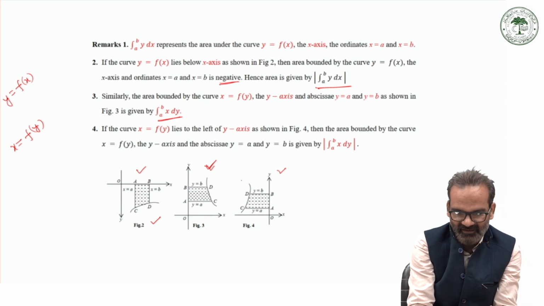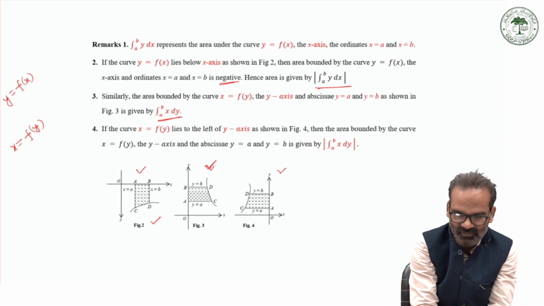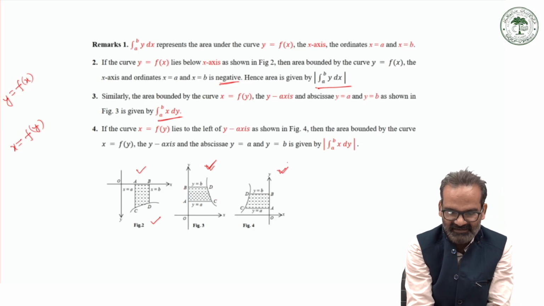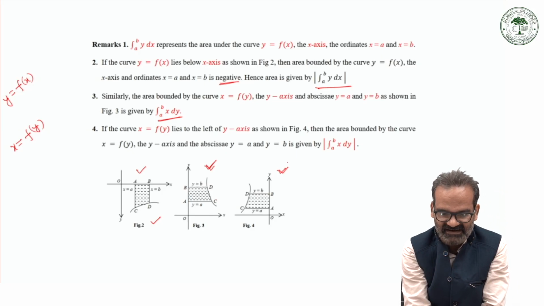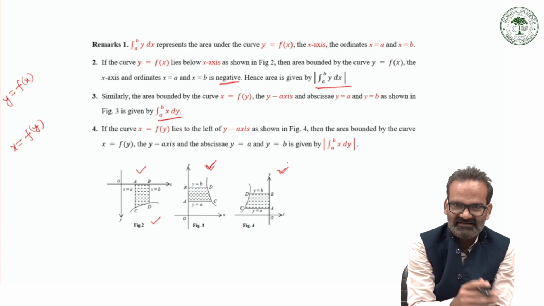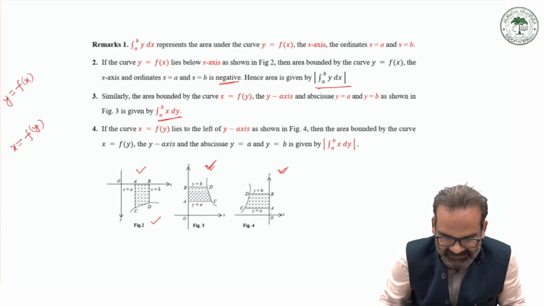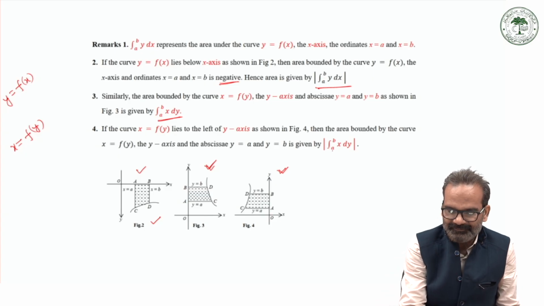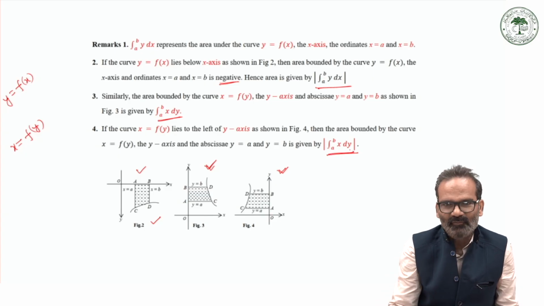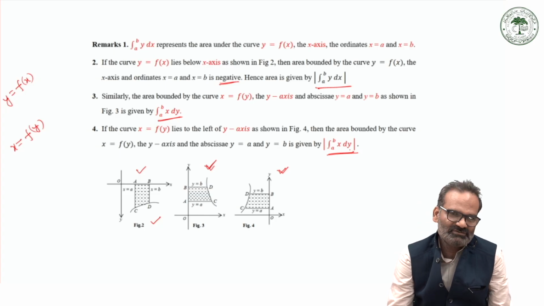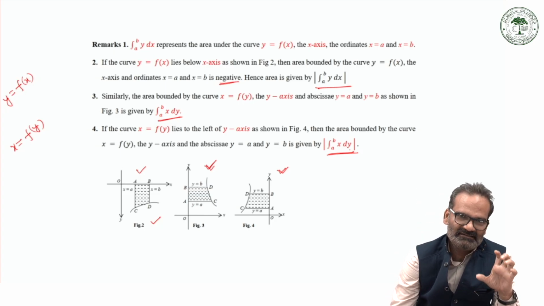Similarly, if you revert from the third figure to the fourth one, this one, the things are as usual, but it has been shifted from the right hand side of the y-axis to the left hand side of the y-axis. Then what will happen? Then the area is calculated by, we will use the modulus, right? So these are the 4 possibilities. Out of these 4 possibilities, 2 are very important.